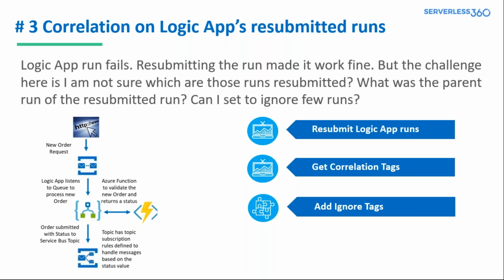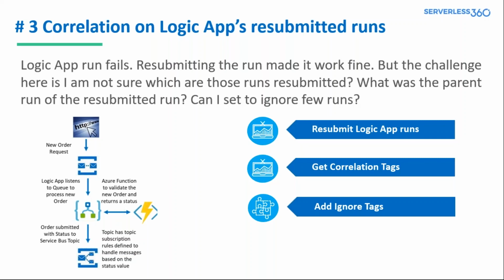But the challenge here is, though I can perform this resubmission through the Azure portal also, I do not find any correlation between the resubmitted runs and the runs which are a resubmission of a parent run. So what I need is a correlation between the runs which have been resubmitted. And I would also need to ignore a few runs for my further business investigation.